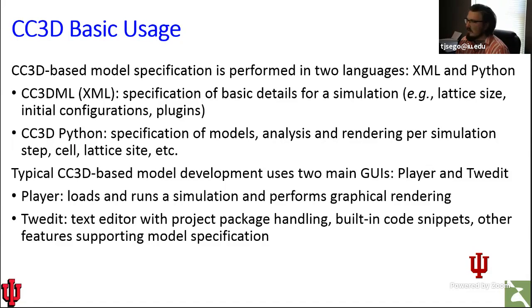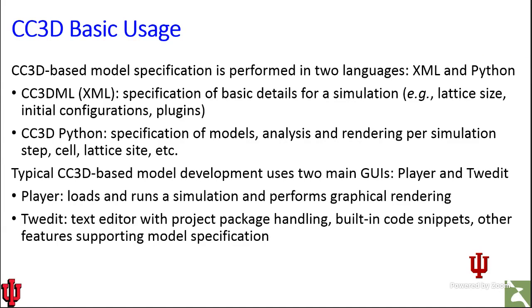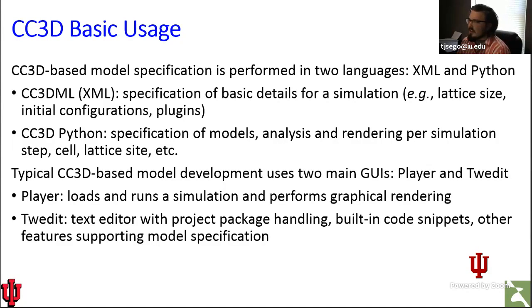Now, again, to review from our session last week, model specification and simulation with CompuCell is primarily done with two GUIs. The first one is CompuCell Player. Player is the software that will load and run a simulation according to the model specification files that you load into it, as well as perform rendering of graphics in real time according to the specification, either in the preferences of Player or in the Python simulation scripts. So Player runs a simulation, it plays it.